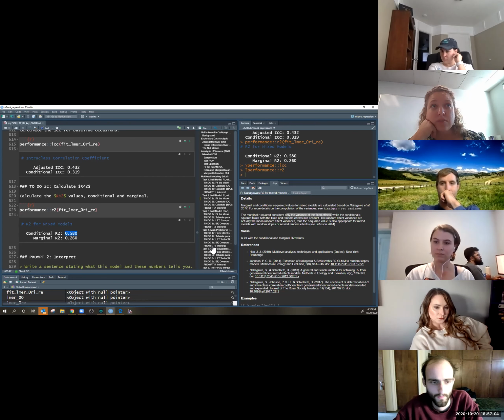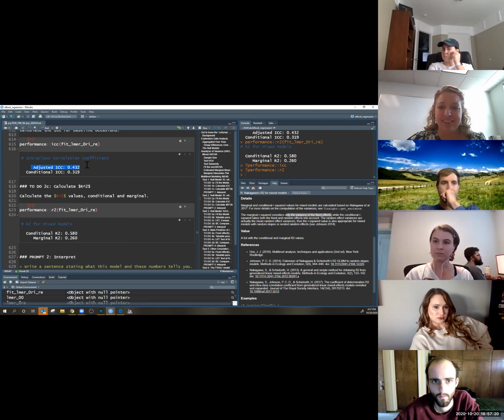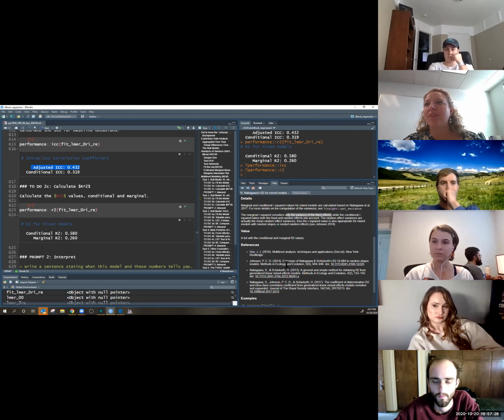For the conditional R squared, I guess I don't understand totally how it's different from conditional ICC. Like, what else does it include? So the conditional R squared should be the adjusted ICC approximately. And I think it has to do with the way the formulas are really written, that's why they differ.